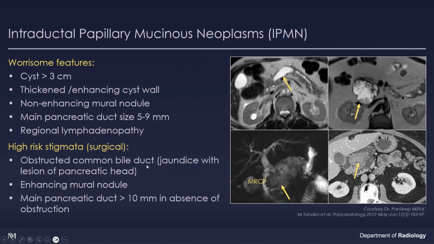So certainly if a patient has jaundice with a pancreatic head lesion, if there's an enhancing mural nodule, and again, if the main pancreatic duct is over 10 millimeters, because 10 millimeters you usually don't see in the setting of chronic pancreatitis or just ectasia of aging in the absence of a cause of obstruction. So again, here's examples of main duct IPMNs with a solid mural component, an enhancing component. This is a cancer developing in the setting of a main duct IPMN.